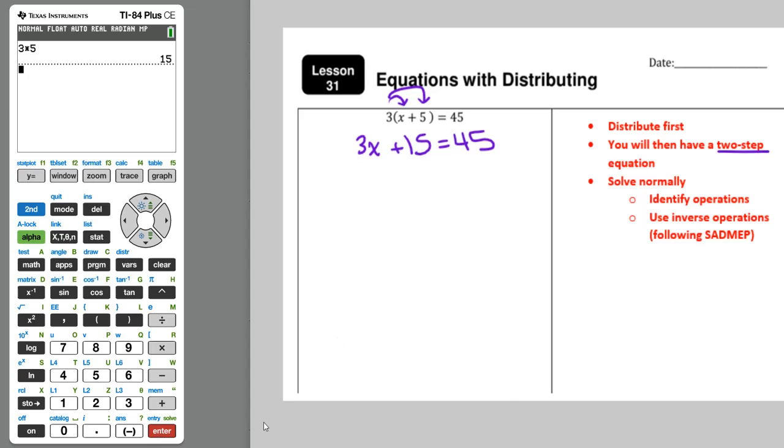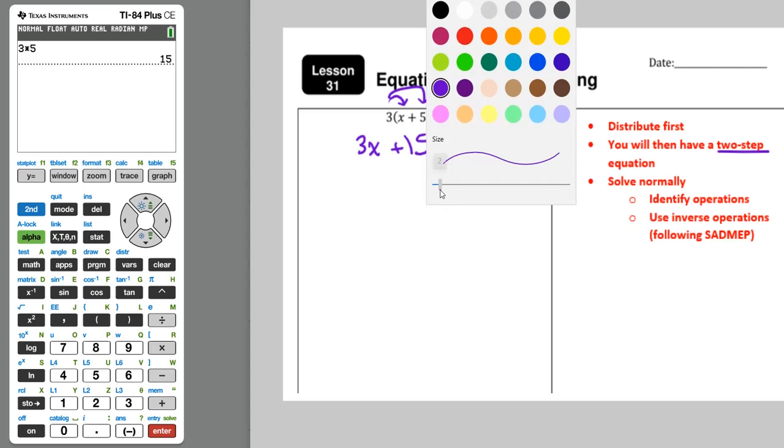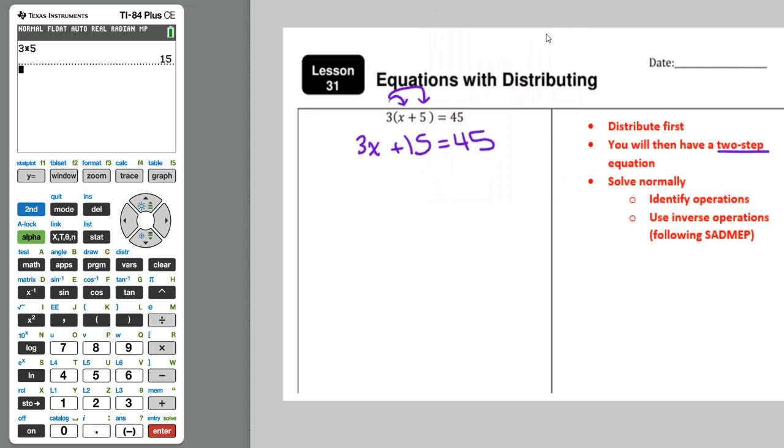Again, you can pause the video at any time to copy down these notes, and I will show the check just right underneath it. Let's shrink this down a little bit, a little too big. Okay, cool. Now I'm going to solve normally. I'm going to identify operations. So in this equation, I have adding and I have multiplying. It's a little trickier to see because I don't have a symbol, but it's adding and multiplying. So again, we follow inverse operations following SADMEP. So I'm going to get rid of the adding first and then get rid of the multiplying second.